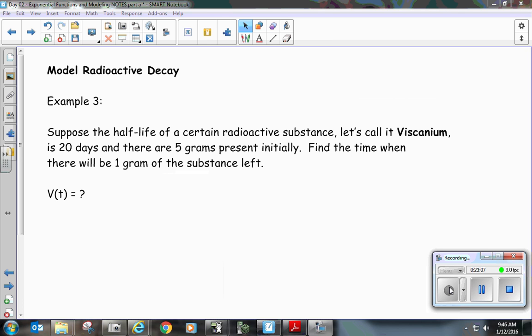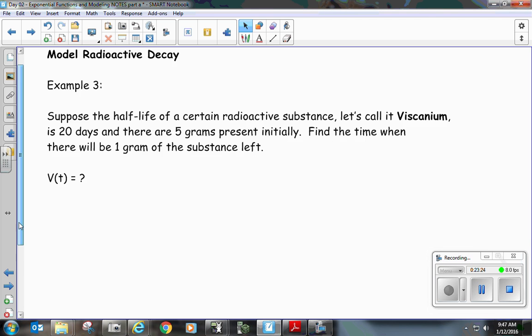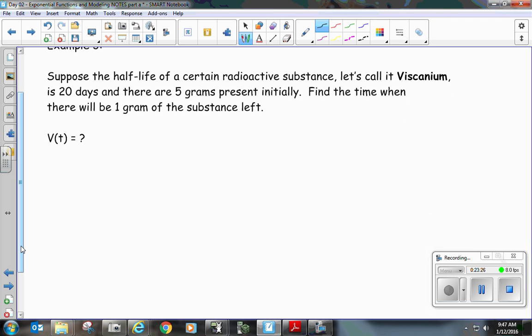Okay. Example 3. Suppose the half-life of a certain radioactive substance, let's call it Viscanium, is 20 days. And there are 5 grams present initially. Find the time when there will be 1 gram of substance left. All right, well, let's come up with our equation. V of t equals what? 5, because that's what we start with, 5 grams initially, times something to the t. T represents increments of 20 days.